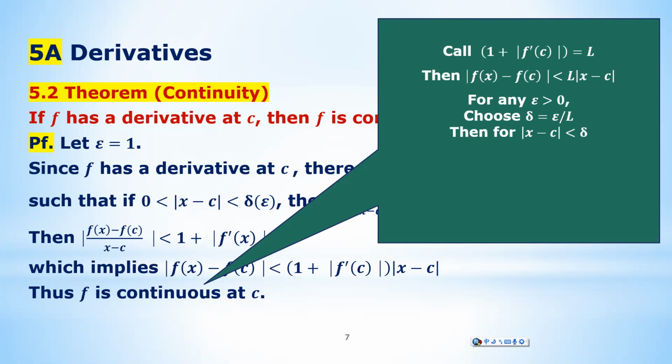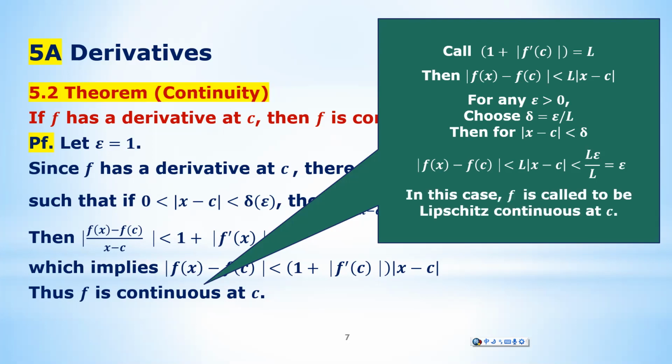So when the absolute value of x minus c is less than delta, you can see that f(x) minus f(c), this difference, is less than L times the absolute value of x minus c. So this is what we have. Now, this is controlled by L times epsilon divided by L. So the two L's cancel, which gives you epsilon. So you can see that f(x) is continuous at c.